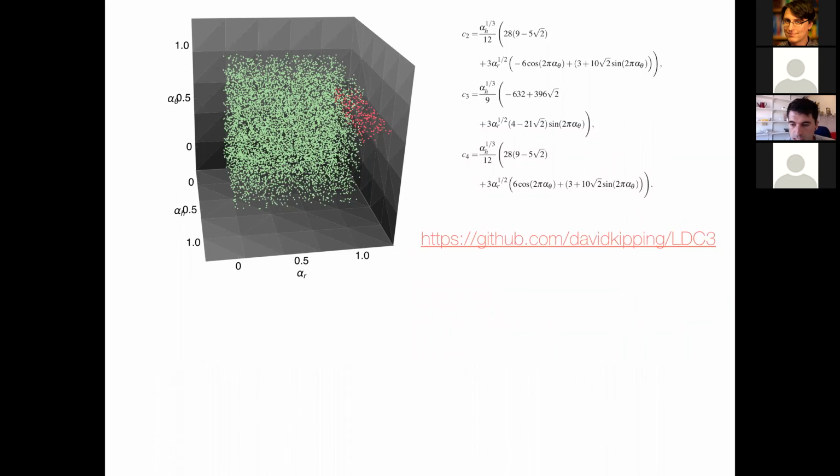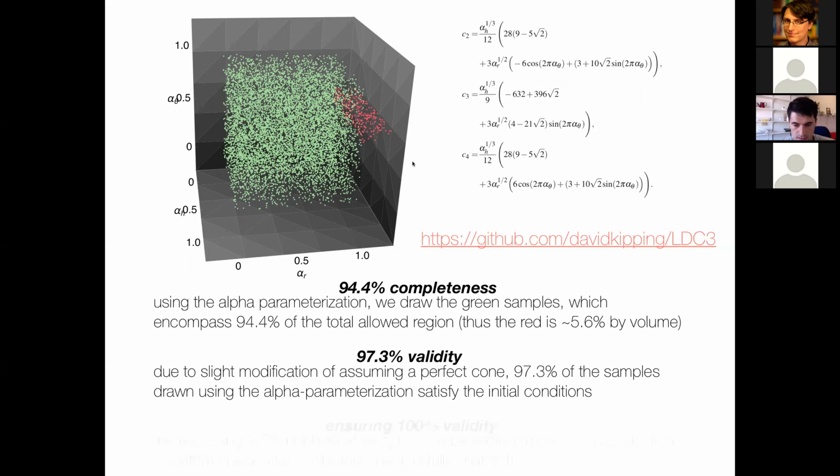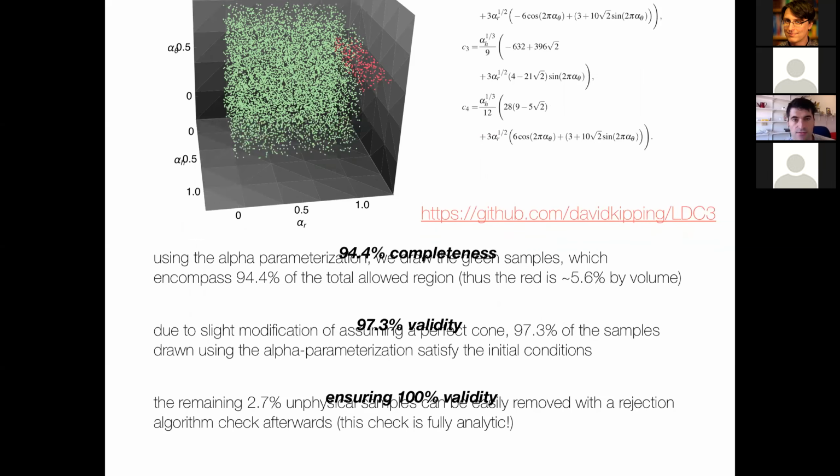So the code is public to do this. It's up on GitHub, on my Git. You can use this for doing the inverse and the forward transformations. And it also has the code for doing that final check as to whether the samples are physical or unphysical. And I've already shown those. Let's go forward. So this is my summary slide.